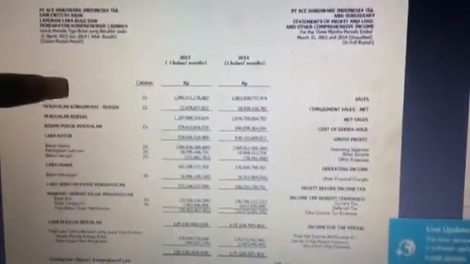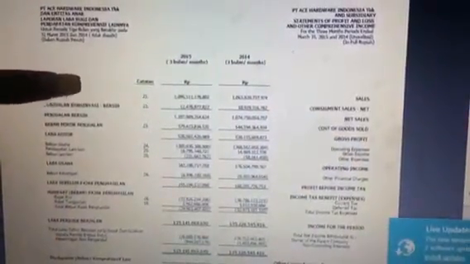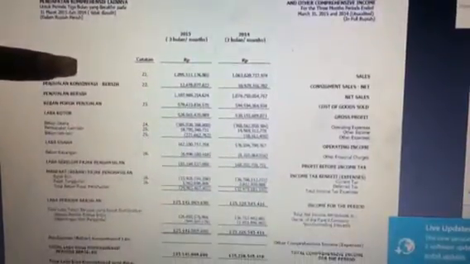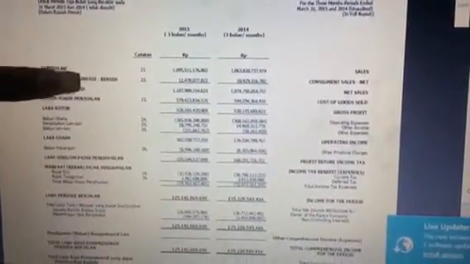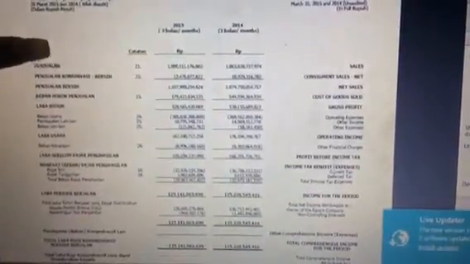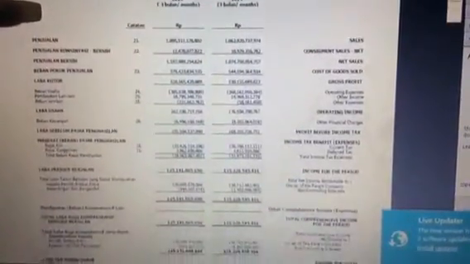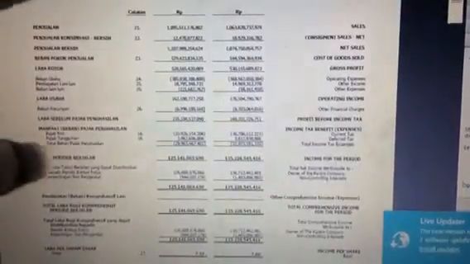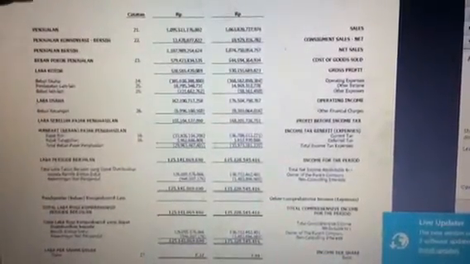This is the profit and loss statement and other comprehensive income of PT Hardware Indonesia for the 3 months period ended, this is for 2015.